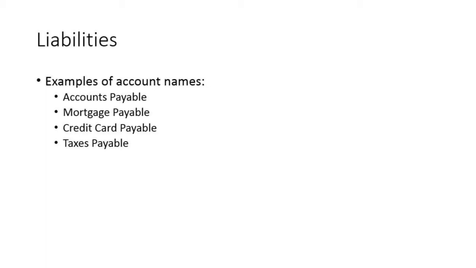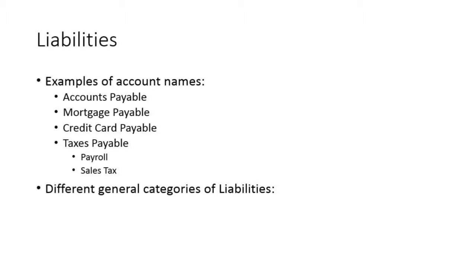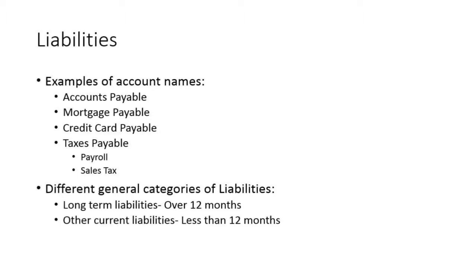Next is taxes payable, and the taxes payable can be both payroll and sales tax. Now we have different general categories of liabilities. We have long-term liabilities, which can be, let's say you have a vehicle loan that's over 12 months, maybe you have a 5-year loan. That is a long-term liability. And then you have other current liabilities, which are less than 12 months. If you don't know, let's say you have a loan that you hope to pay off in 1 year, but you don't know if you will, you can set it up as a long-term liability, and then you can always pay it off early.